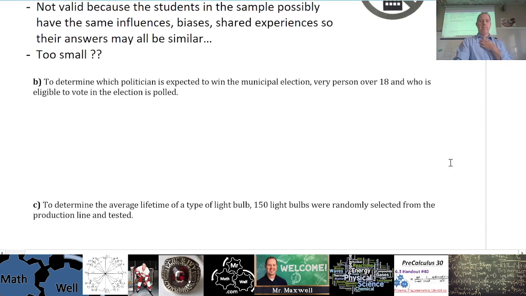Good? Okay. To determine which politician is expected to win the municipal election, every person over 18 and who is eligible to vote in the election is polled. Every person. So when you say that, it should be every, not very. Every person is polled. Is that a sample or is that the entire population? Yeah, that would be the entire population of voting people, everybody over 18. So that's a population. Okay. That would take a long time and be hard to do, but okay.